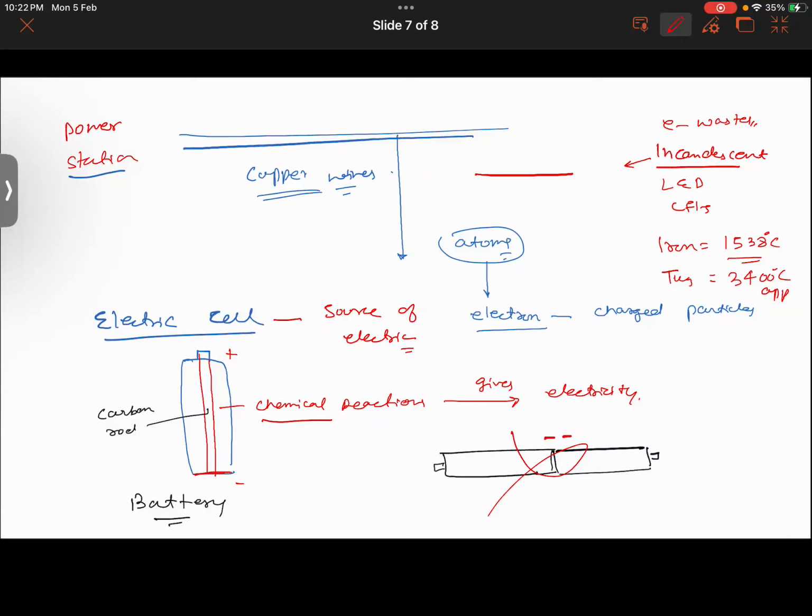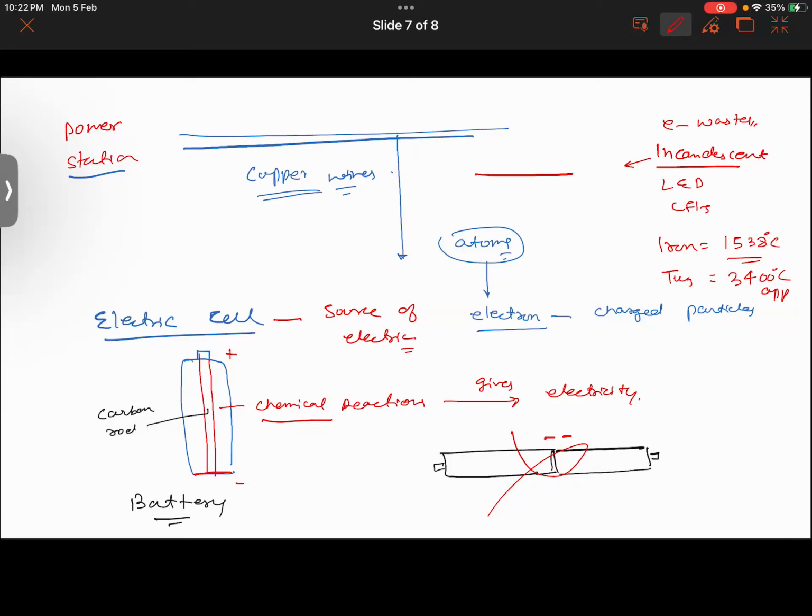Yes, sir, but the fuse is also made of tungsten. No, fuse isn't made up of tungsten. We don't make fuses from tungsten. Fuse wire is normally made up of copper. Fuse wire is not made up of tungsten.